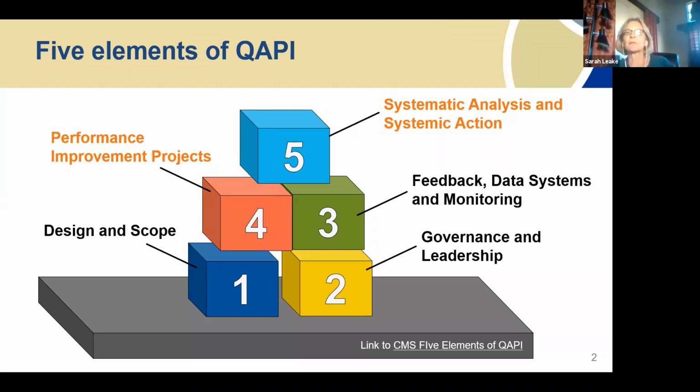So this should be a familiar slide that's showing the 5 elements of the QAPI program. Today we'll be reviewing element number 4, which is performance improvement projects, and also number 5, systematic analysis and systematic action. In the previous sessions, we talked about elements 1, 2, and 3, and these were recorded and can be reviewed at your convenience. And I think Mary was going to put a link in there or give you some information on how you will get this information on the recording.